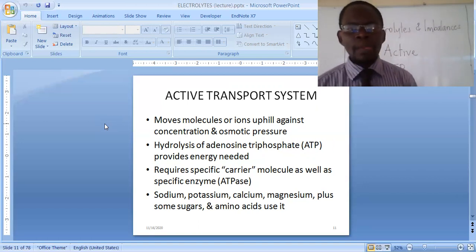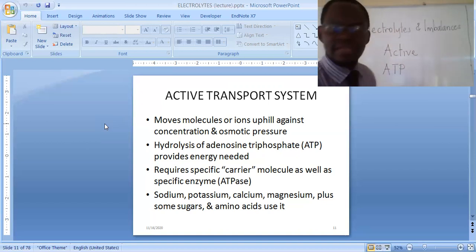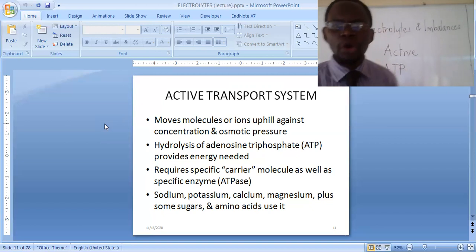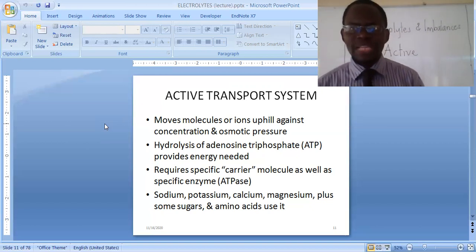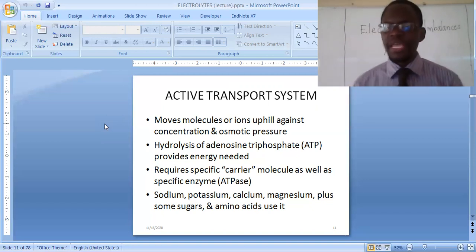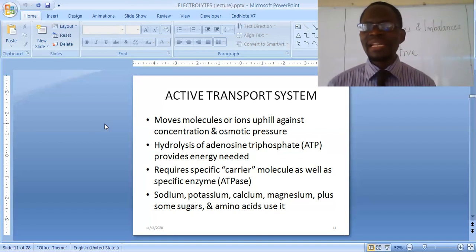So it requires a special carrier molecule or a special enzyme called ATPase. In other words, because this requires energy, there should be a conversion to energy. That is why we need this enzyme, ATPase. And so things like sodium, potassium, calcium, plus some sugars and amino acids can make use of this active transport.